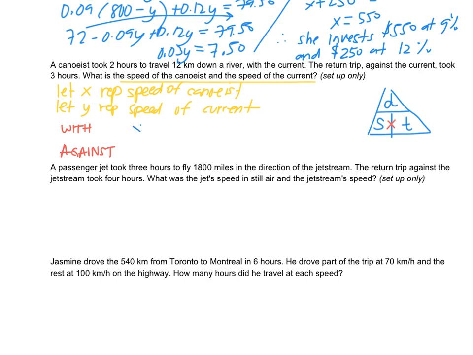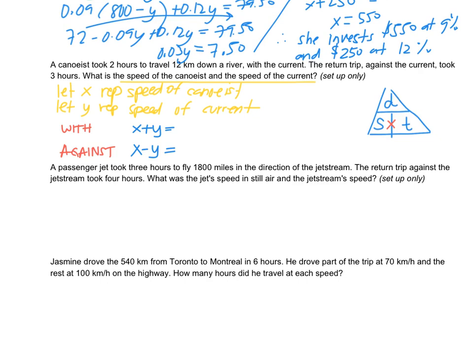So with the current, you want to add your speeds, but against it, the current is pushing you back, so it's slowing you down, so you're subtracting. Now, to actually figure out the speed that you're going at, we go to our distance, speed, time triangle here, and speed is the distance divided by the time.